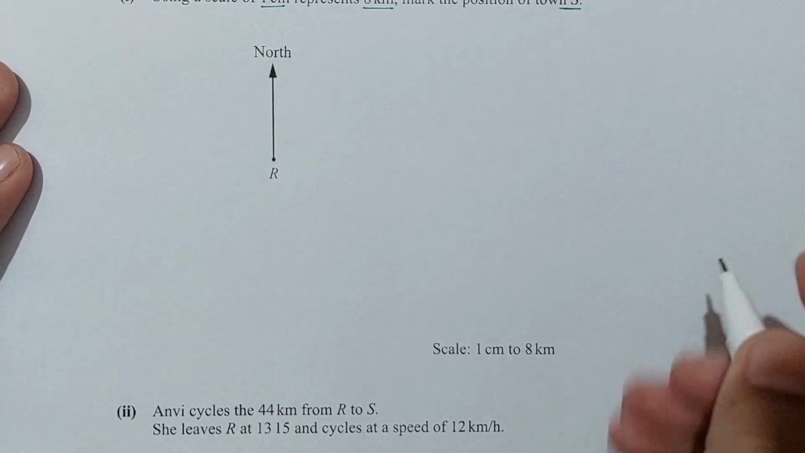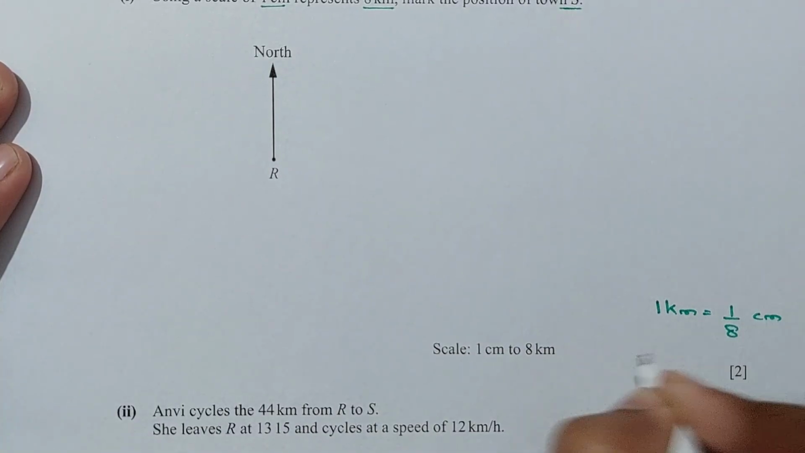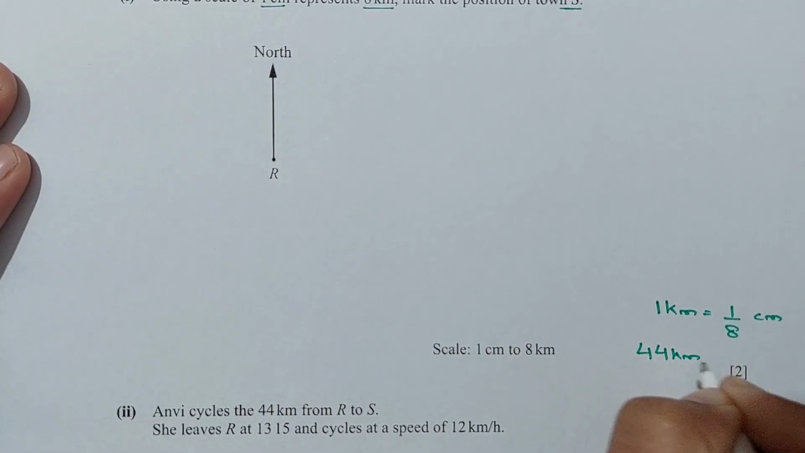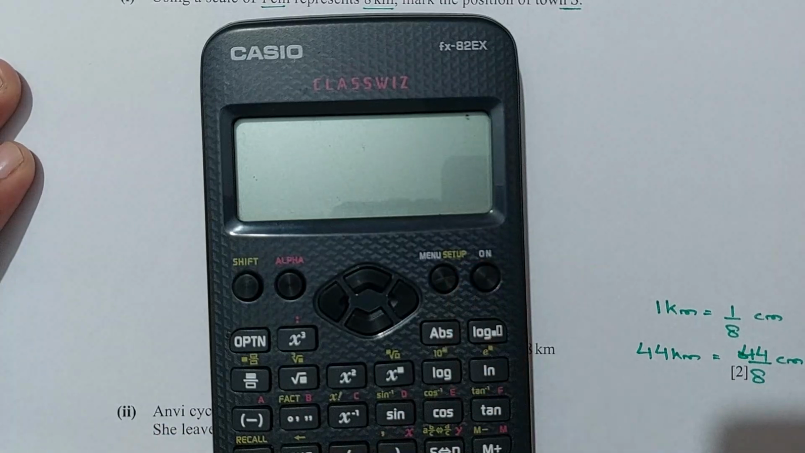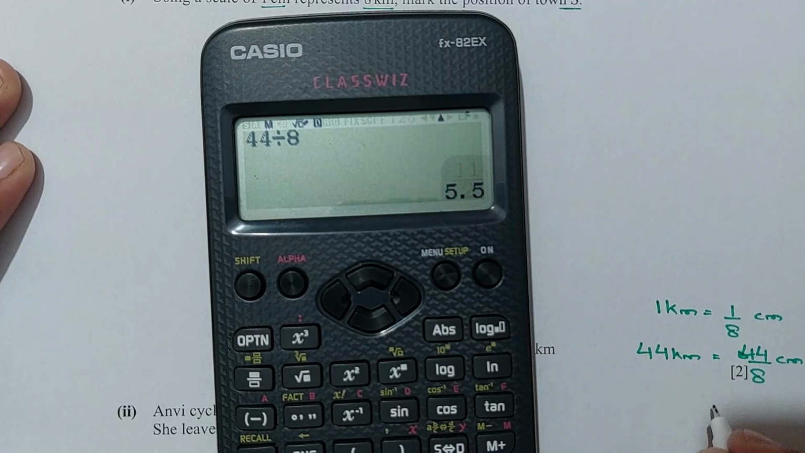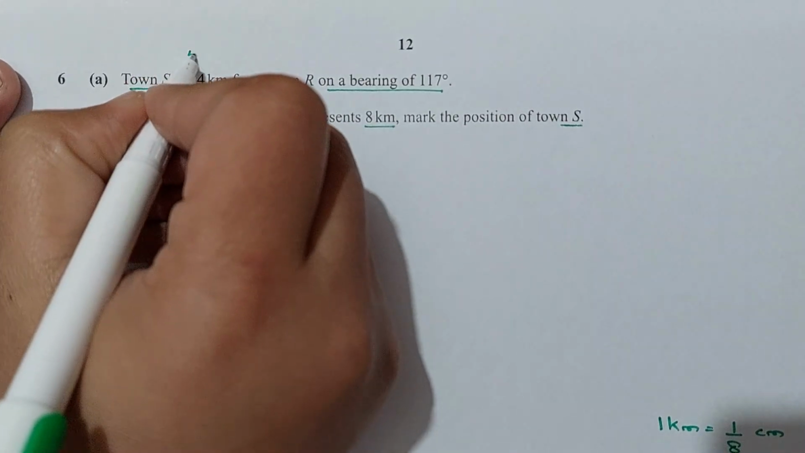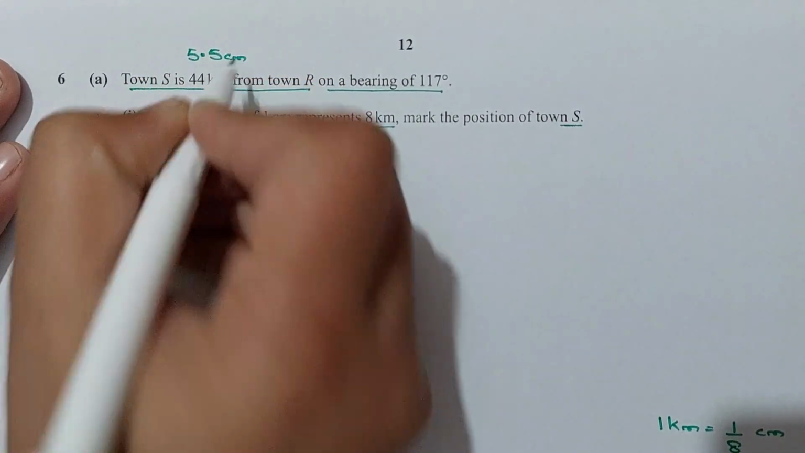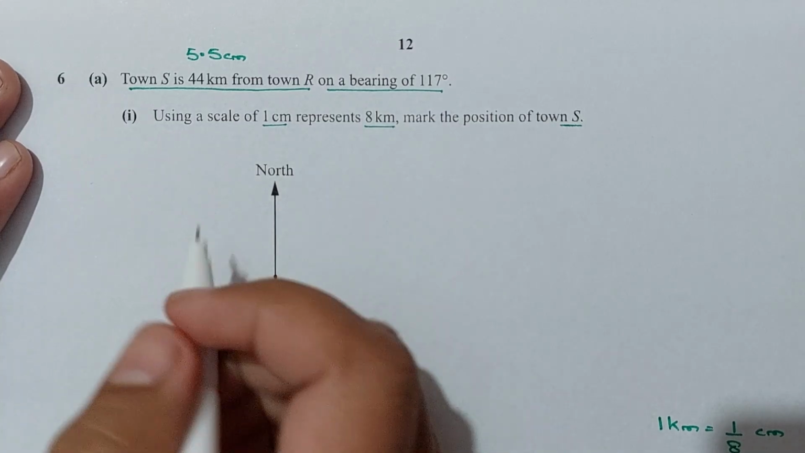What about 44 kilometers? 1 kilometer is 1 over 8 centimeter. So 44 kilometers is 44 over 8 centimeters. Okay, 44 over 8, 5.5 centimeters. So town S is 5.5 centimeters from town R. There is R, there is some S over here or over there. So just 5.5 centimeters is the length.